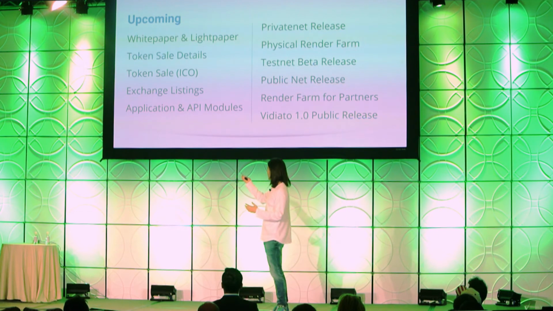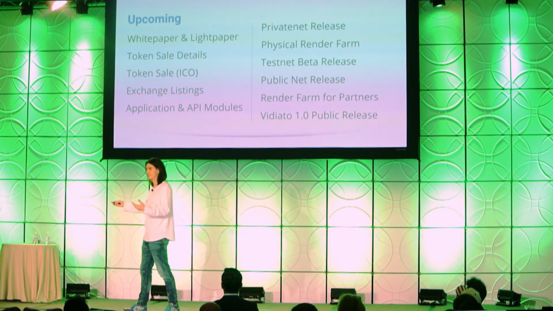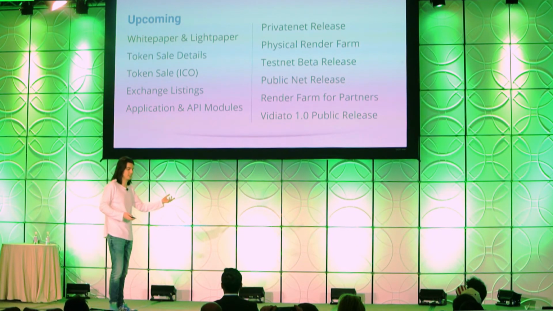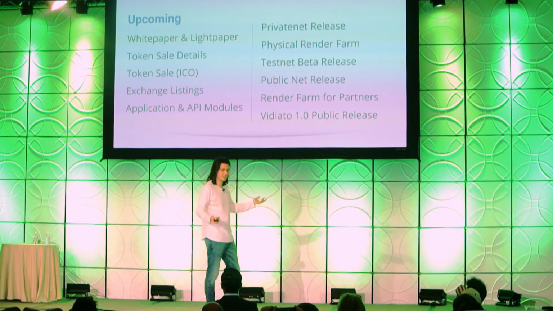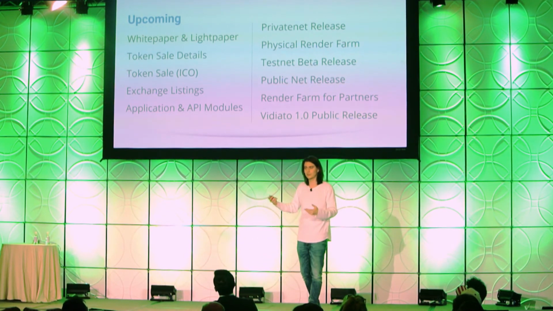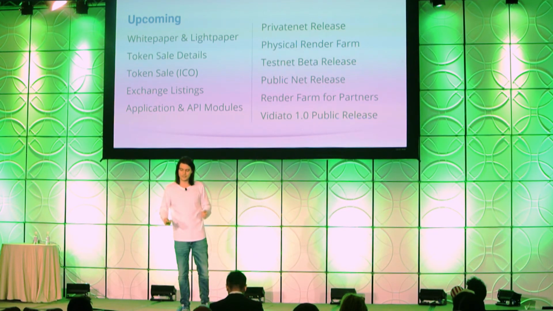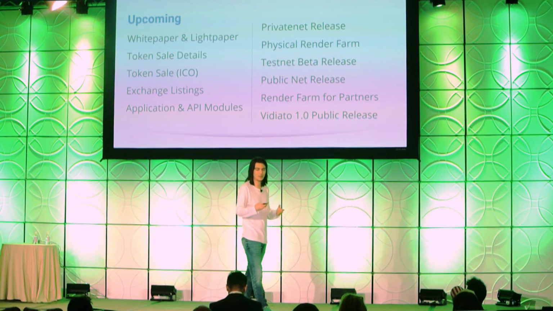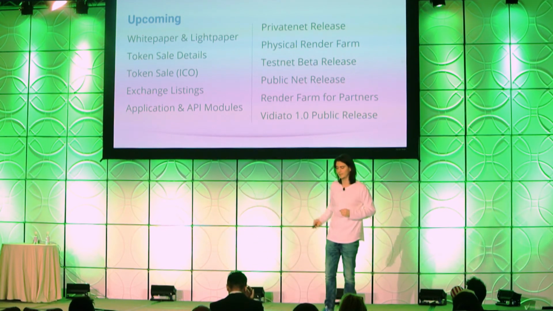So upcoming next, we have a white paper and light paper released on the VDT network website. We'll have token sale details. We'll have an actual token sale, exchange listings. We'll release application and API modules, frameworks, so applications and render nodes can be built. We'll have a release for private net. We'll build our own physical render farm, which we will use to kickstart new applications and render companies, etc. We'll have a testnet beta release, a public net release. There we go, render farm for partners. And we'll have a VDT public release, which is for the VDT application, which is currently in closed beta. So that's kind of the things that we have upcoming next.